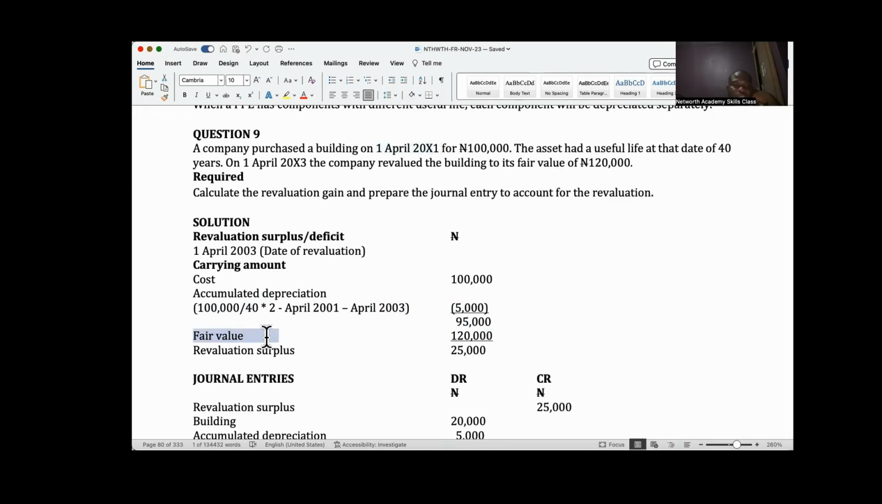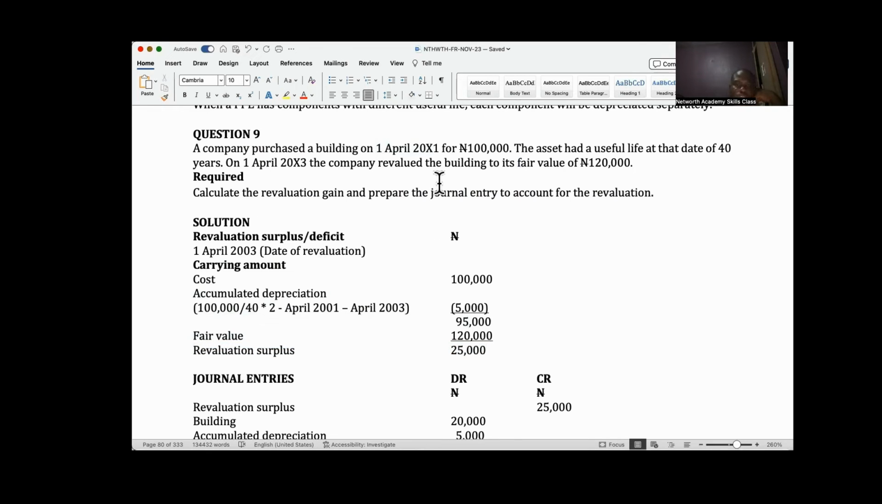Then I will compare that carrying amount of 95,000 with my fair value. From the question, they gave me the fair value as 120,000. So if I compare 120,000 to this 95,000, I will have a revaluation surplus of 25,000. That goes to my revaluation surplus account. And that is it for this question.